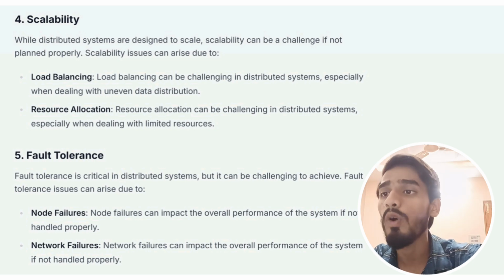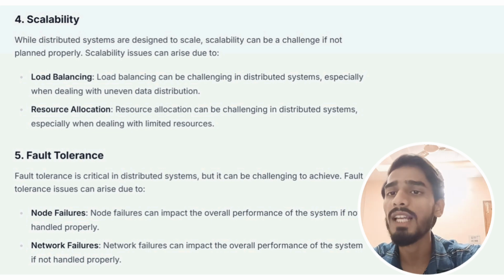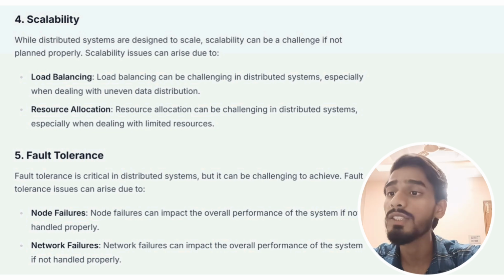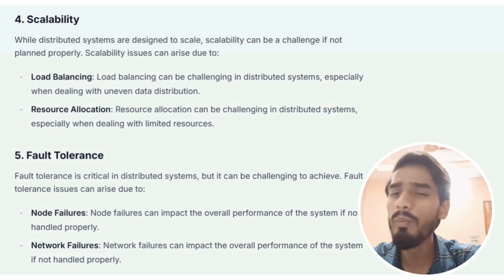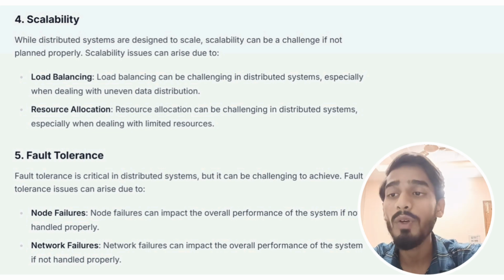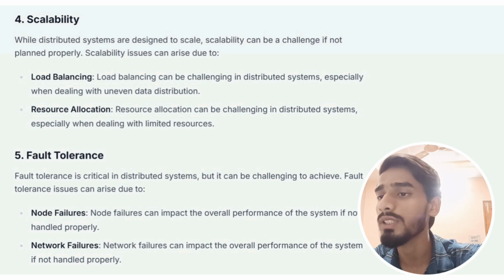Next challenge will be fault tolerance. Fault tolerance is critical in distributed systems, but it can be challenging to achieve. Fault tolerance issues can arise due to node failures. Node failures can impact the overall performance of the system if not handled properly. Network failures can also impact the overall performance of the system if not handled properly.